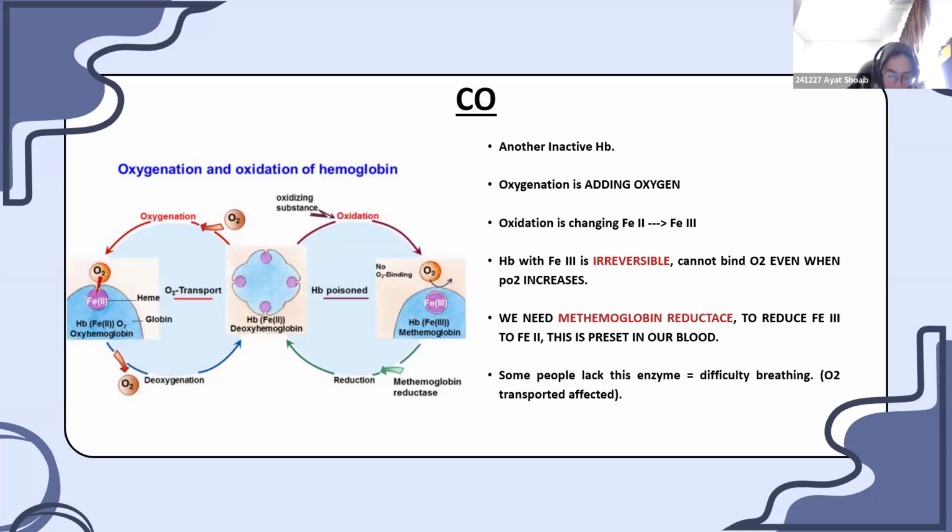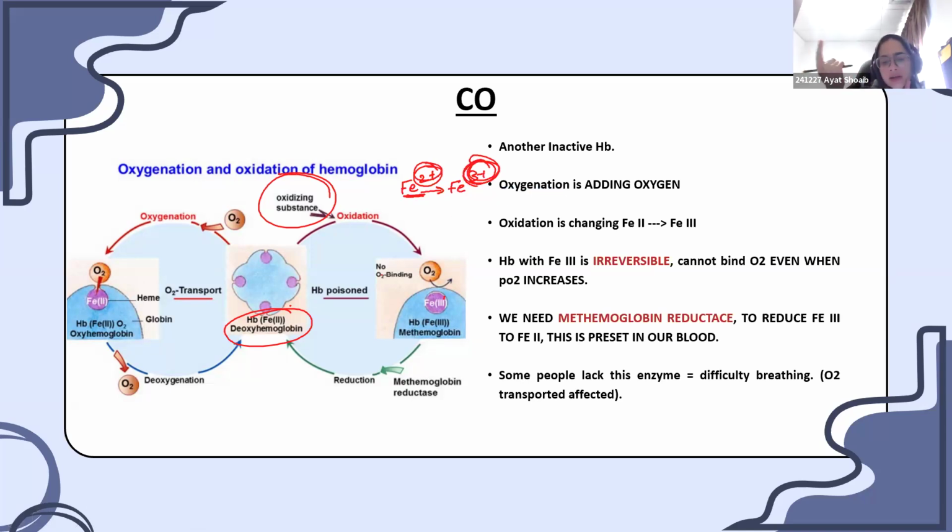What happens here is that you have the deoxyhemoglobin with the normal Fe2 plus. You have an oxidizing substance, anything that oxidizes it, and you change it to Fe3 plus. Fe2 plus to Fe3 plus. And no oxygen can bind here because you changed the iron from 2 plus to 3 plus.